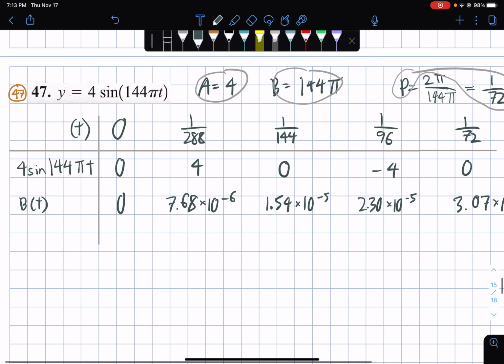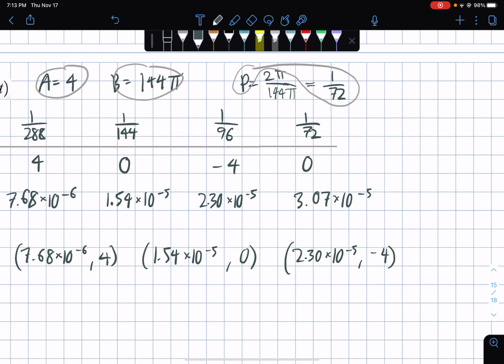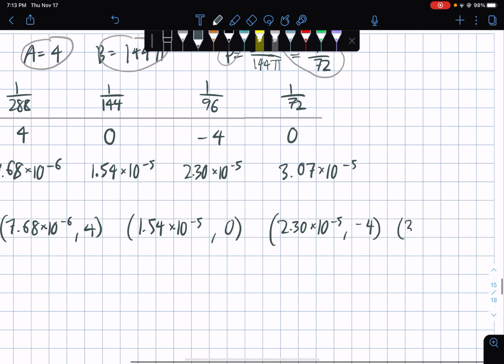Okay. 0, 0. 7.68 times 10 raised to negative 6, 4. 1.54 times 10 raised to negative 5, 0. 2.30 times 10 raised to negative 5 and negative 4. 3.07 times 10 raised to negative 5 and 0.